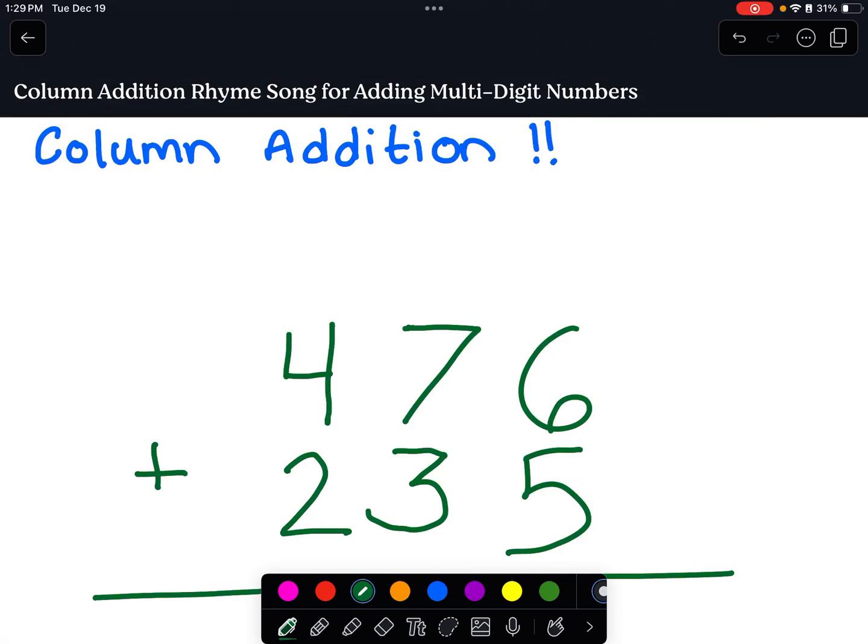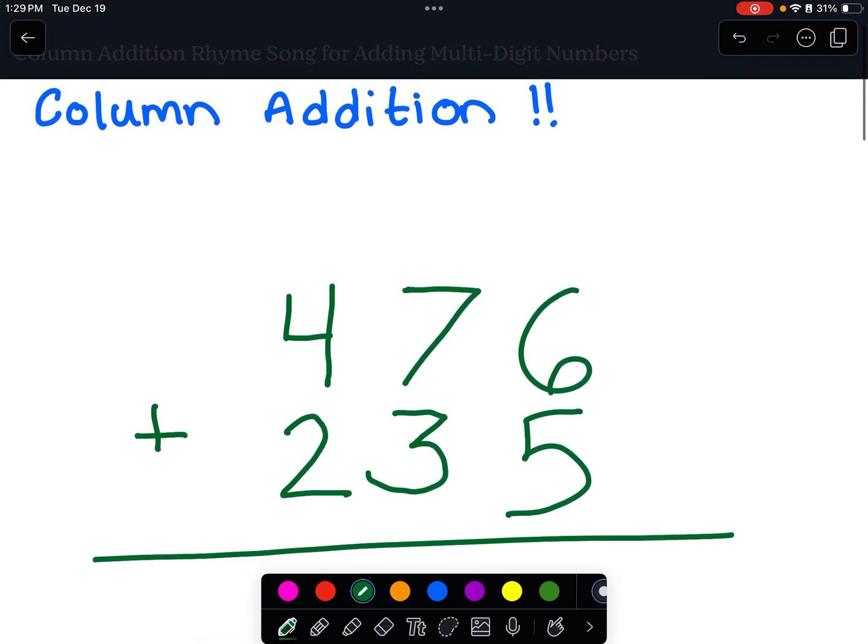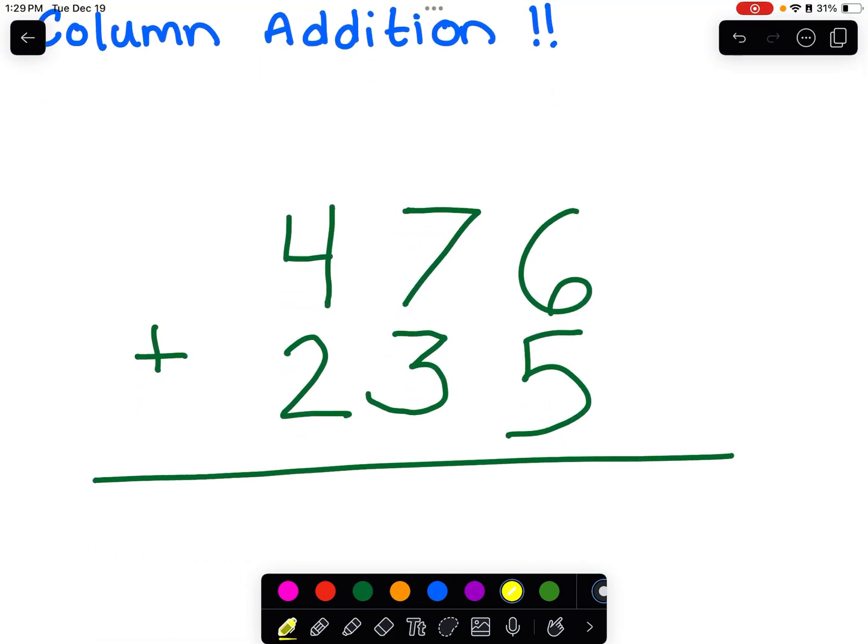Hello, mathematicians. Today we're going to talk about column addition. Column addition, stacked addition. There are different ways that we describe this form of addition, but basically what it means is we have one number added to another number, and one's on top of the other.